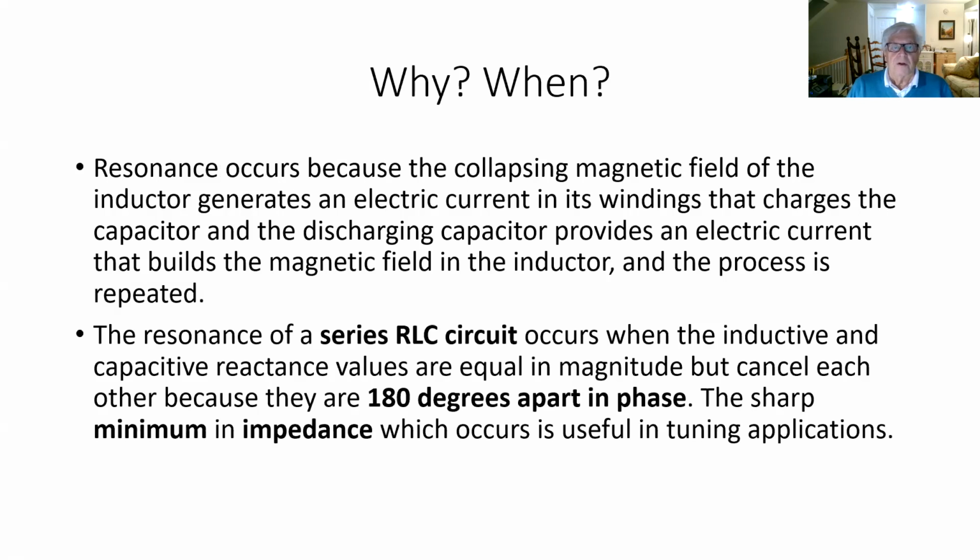So why does it happen, and when does it happen? Resonance occurs because of the collapsing magnetic field of the inductor, which generates an electric current in its windings that charges the capacitor. Then the discharging of the capacitor provides an electric current that builds up the magnetic field in the inductor, and the process is repeated. That's how it happens. And when does it happen?